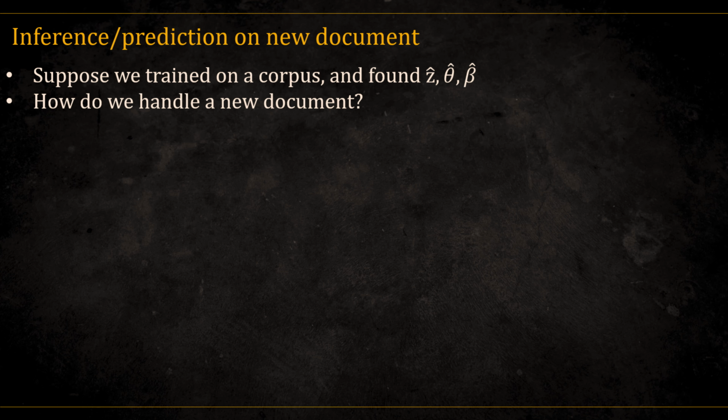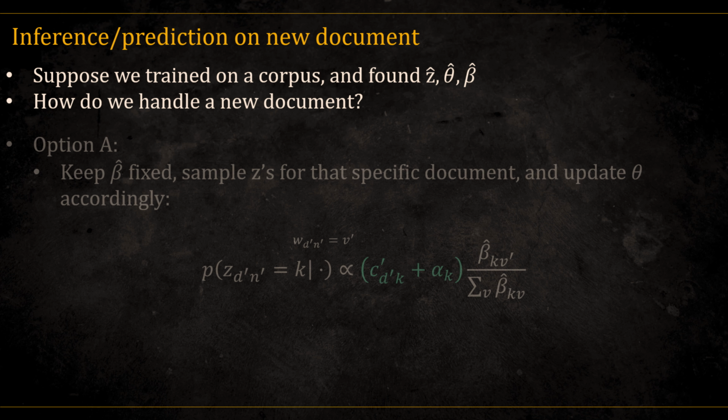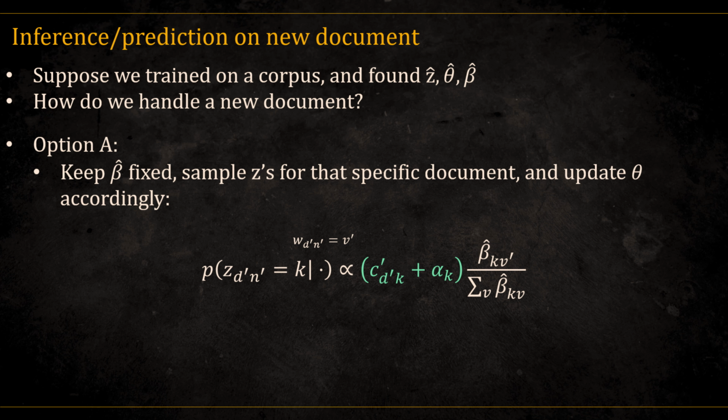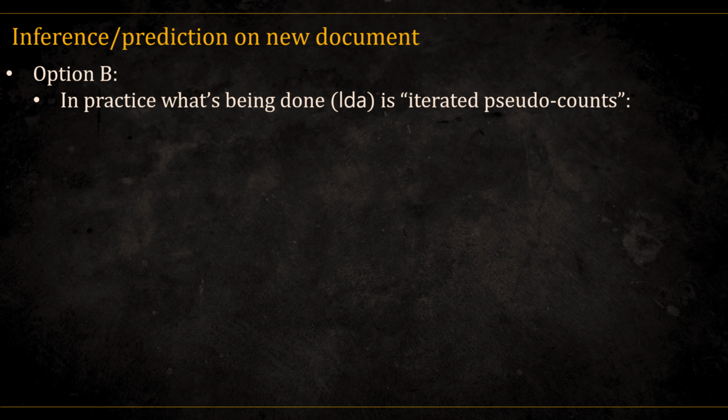This was training, but what about inference time? Well, we could do something similar to what was done in VI, that is, treat the beta estimates as fixed and sample Z's for the new documents only, and use them to calculate the thetas for the new documents. In practice, for example in the LDA Python package, what's implemented is often called iterated pseudo-counts. There is no explicit sampling. Instead of drawing discrete topic assignments, we perform soft updates and treat the Z's as probabilities.